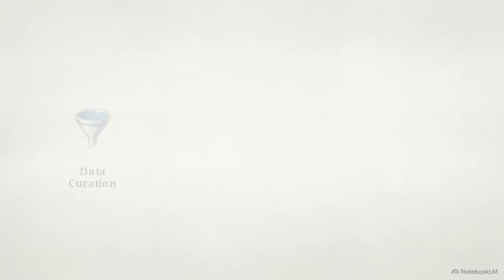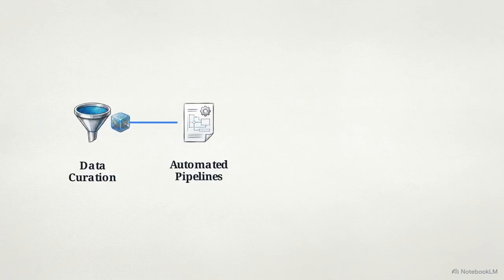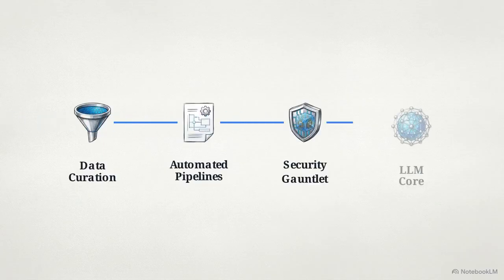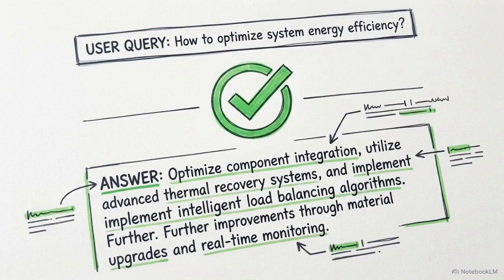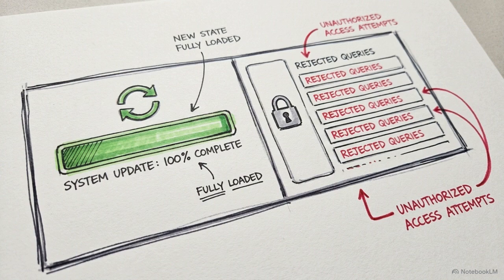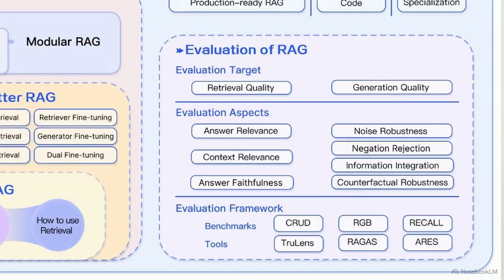Once you establish strict data curation, automated refresh pipelines, and an active security gauntlet, your system graduates from a fragile proof of concept into enterprise infrastructure. The operational reality is a system that delivers precise answers from verified sources, updates its own knowledge base automatically, and actively deflects prompt attacks. With the foundation stable, we transition to the final lifecycle phase.